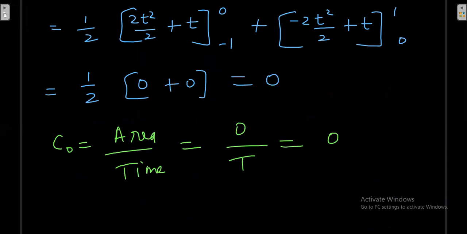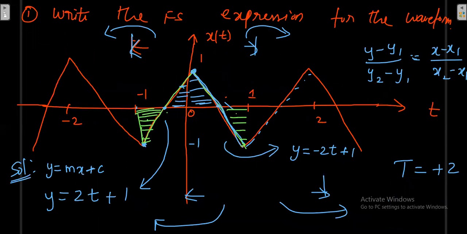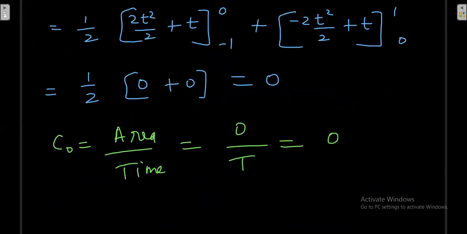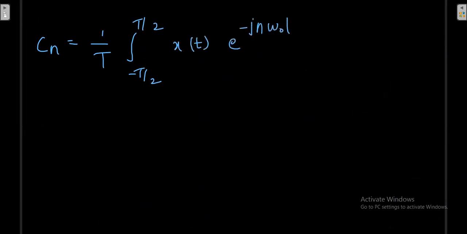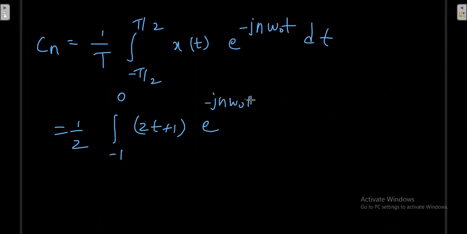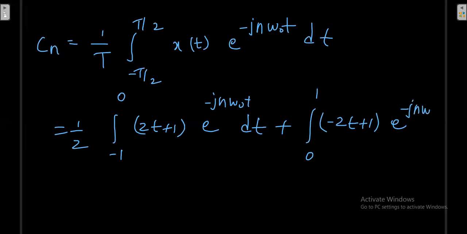Now let's continue this problem. We have found the average value, then we'll try to calculate Cn. Cn is equal to 1 by T integration from minus T by 2 to T by 2 of x of t e power minus jn omega naught t dt, which is 1 by 2 integration from minus 1 to 0 of (2t plus 1) e power minus jn omega naught t dt plus integration from 0 to 1 of (minus 2t plus 1) e power minus jn omega naught t dt.